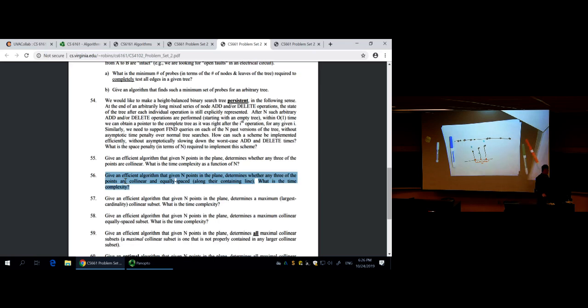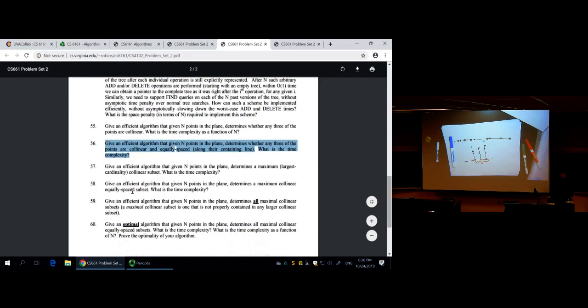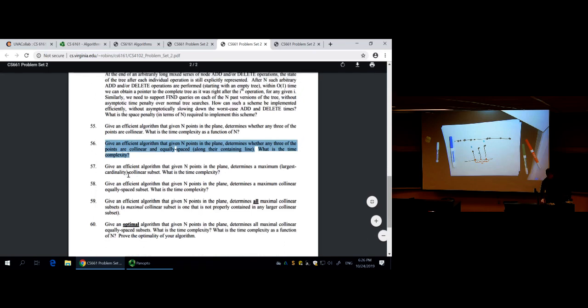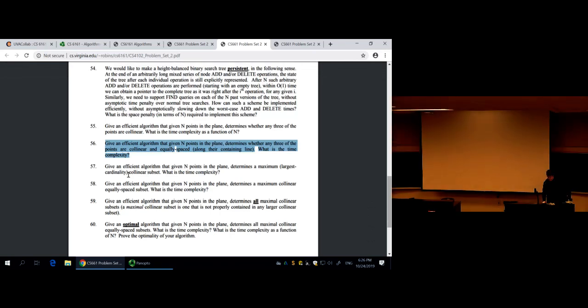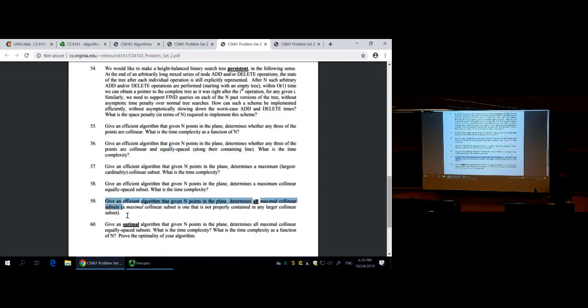And it takes linear time to find all collinear triples. So that solves another problem for free, because here we look for all collinear triples. Actually, this problem asks for a little more, not just triples, but maximum collinear subsets. But the point is, we found all collinear triples, not just one.